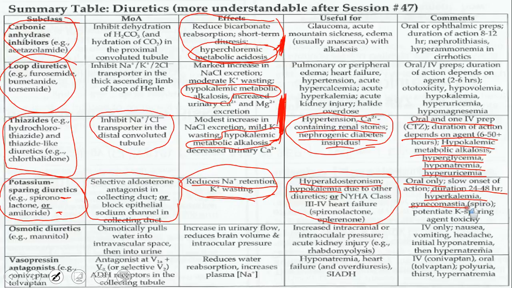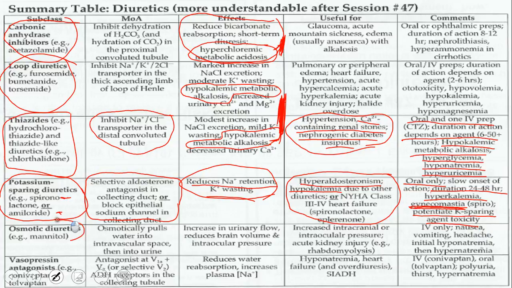Hyperkalemia, gynecomastia. Remember that aldosterone antagonists like spironolactone end in "-one," similar to testosterone. That can kind of help you remember that these have to do with hormones. So this particular one can cause gynecomastia. Potentiate potassium-sparing agent toxicity.